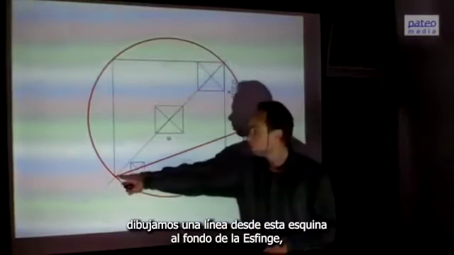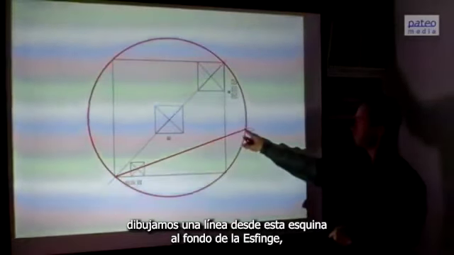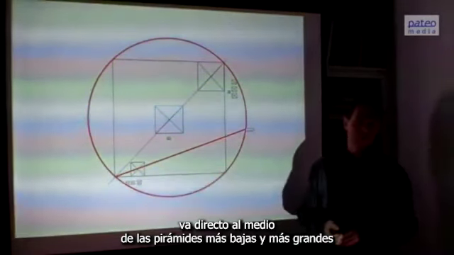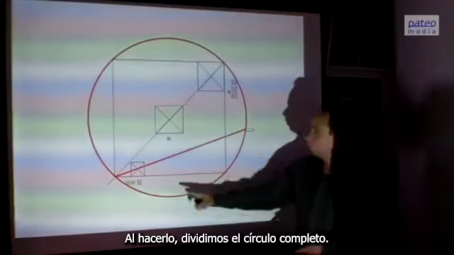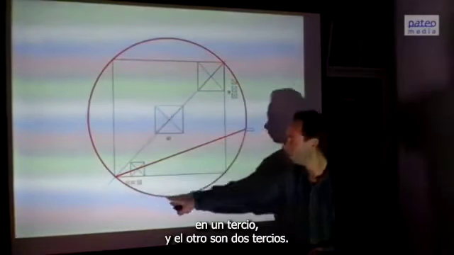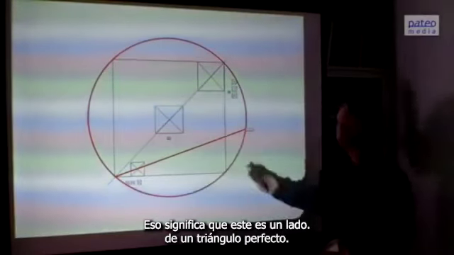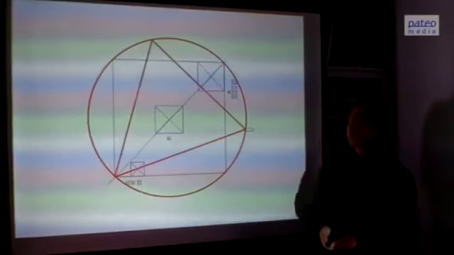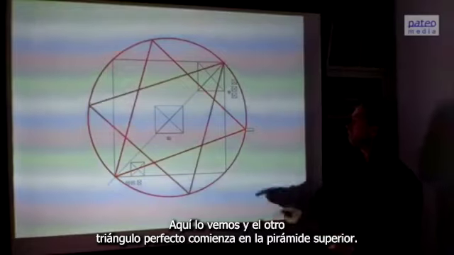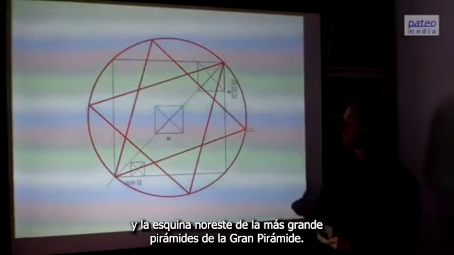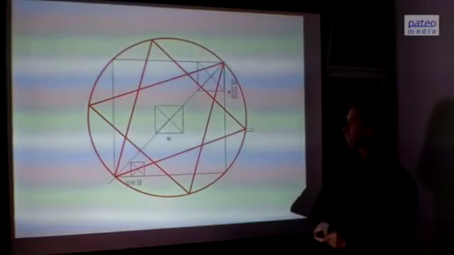When we draw a line from this corner to the bottom of the Sphinx, it goes straight to the middle of the lowest, bigger pyramids. By doing so, we divide the full circle into 1/3 and 2/3. So that means that this is a side of a perfect triangle. Here we see it. And the other perfect triangle starts in the northeast corner of the biggest pyramid, the Great Pyramid.